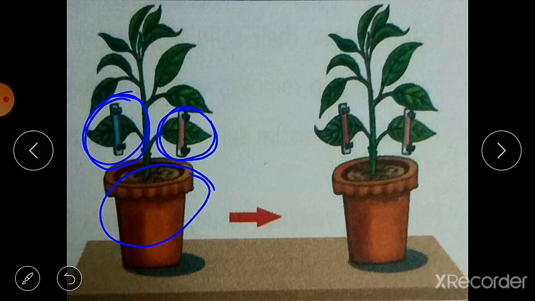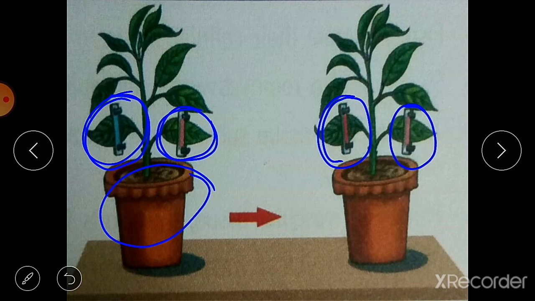Then after some time, what will you observe? You will observe that the cobalt chloride strip of the lower side, here you can see, first turns pink, and then afterwards the strip of the upper surface also turns pink. Cobalt chloride in the presence of water turns pink.